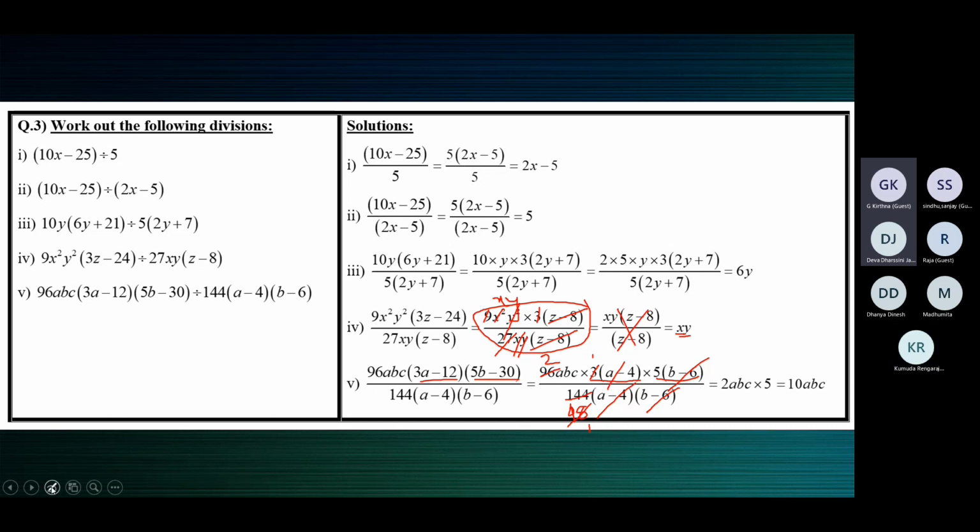Let's do it again slowly. See here, A minus 4, this expression A minus 4 and A minus 4. B minus 6 and B minus 6. 3 ones are 3, 3 fours are 12, 3 eights are 24. 48 ones are 48, twos are. So we have 2 ABC in the numerator, 2 ABC into 5. 2 ABC into 5 is 10 ABC. The answer is 10 ABC.